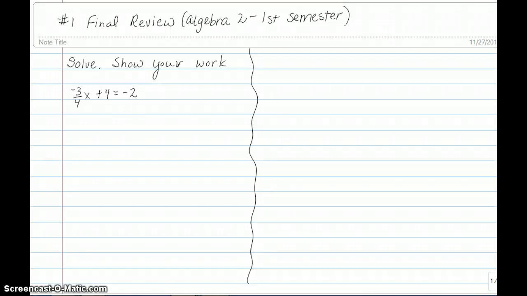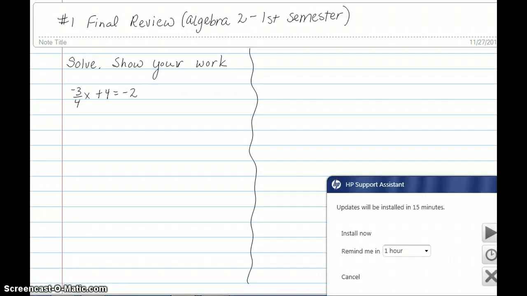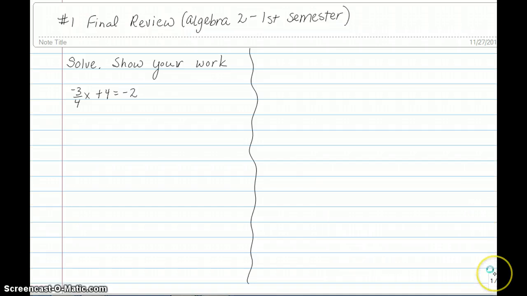This is the #1 final review for Algebra 2 first semester. So the first thing we're going to work on is just reminding you how to go about solving equations with fractions. A fractional coefficient, -3/4, is a fractional coefficient. So I'll take you through the steps, and then you'll do a couple on your own and check your answers.